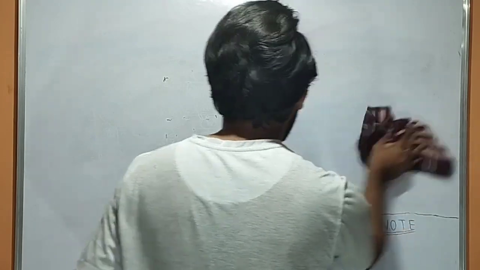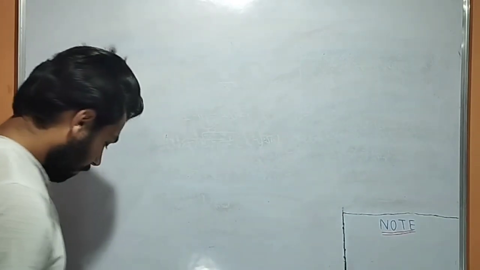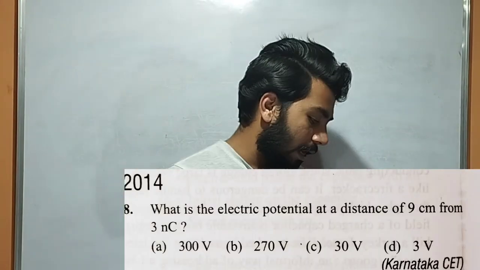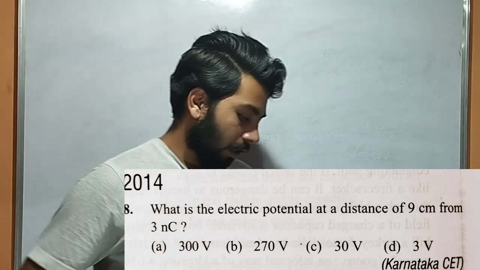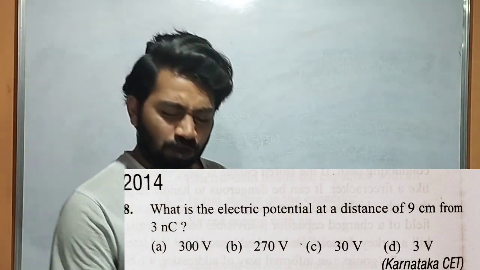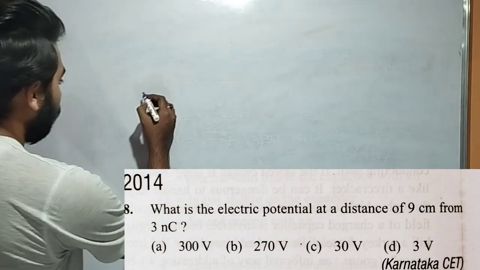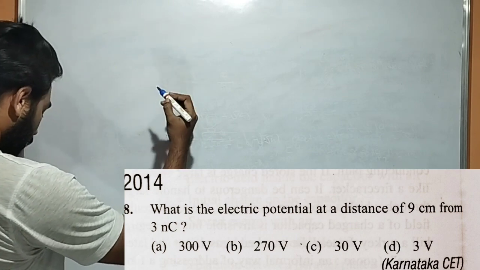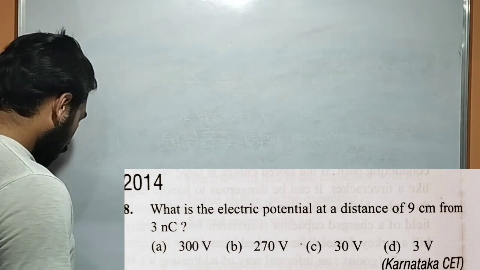Okay. Now, what is the problem saying? What is the electric potential at a distance of 9 cm from 3 nanocoulomb? Okay, this is a very simple problem. This kind of problem is a quick, 10-second problem. They have given just the distance. So they have asked for the electric potential at a distance of 9 cm.